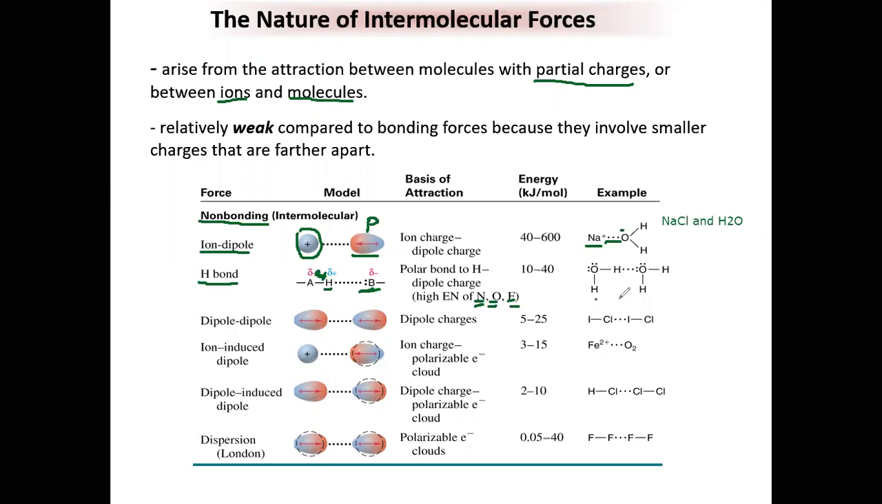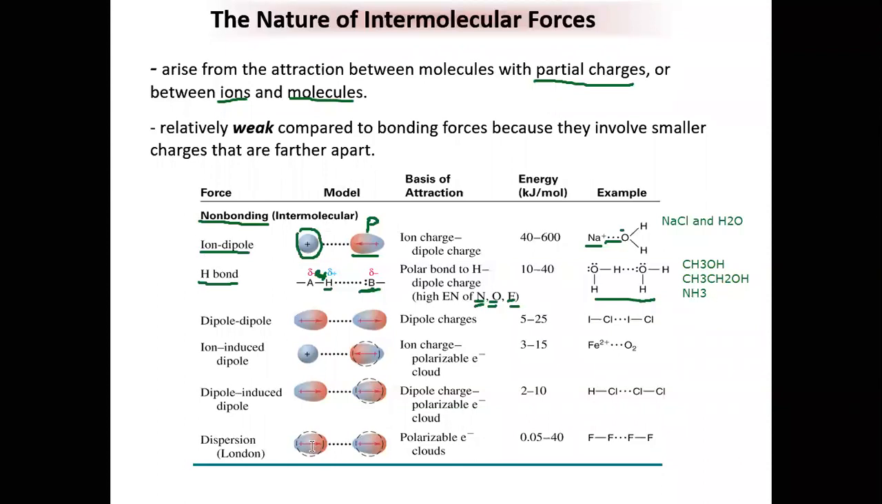So water undergoes hydrogen bonding. Some other examples that undergo hydrogen bonding are methanol, CH3OH, ethanol, ammonia. So all of these fit the requirements of hydrogen bonding. So that's how the intermolecular forces occur in these three substances, is hydrogen bonding between the OHs on different molecules.